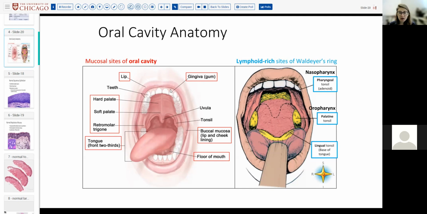The gingiva are specifically the mucosa lining the bone, right? So if you say gingiva, you exactly mean that that's the mucosa that's stuck on the bone. When you have the, let me think about how I'm going to run this. You have the floor of mouth that's underneath the tongue, right?